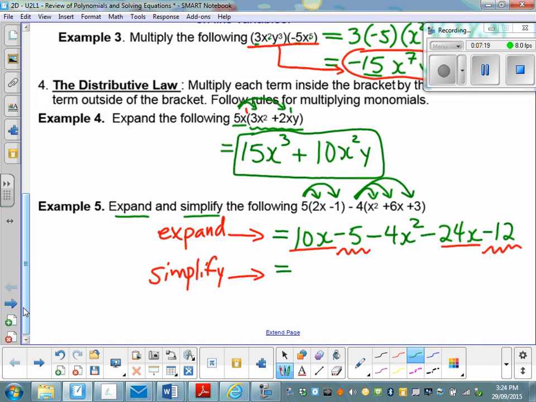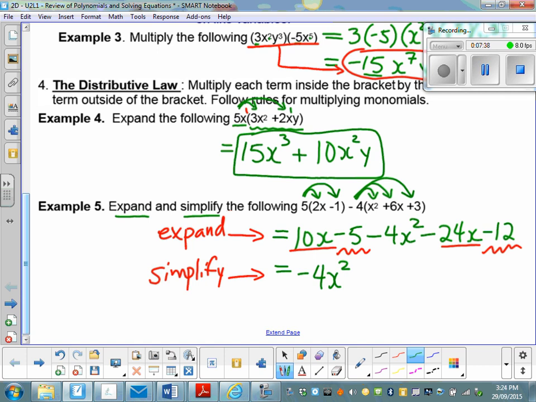Now, when I'm writing my answers, the back of the textbook and typically anything that's published in math always likes to write the term with the biggest exponent first. So the biggest exponent we have is x squared. So we're actually going to write the minus 4x squared at the beginning.